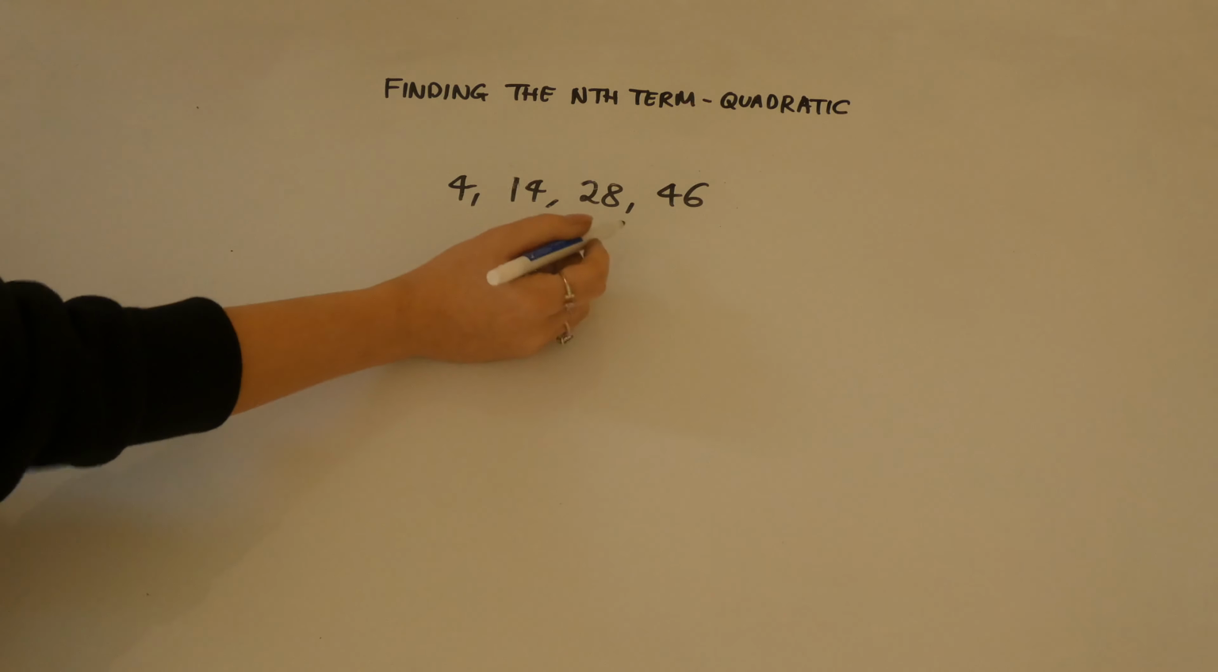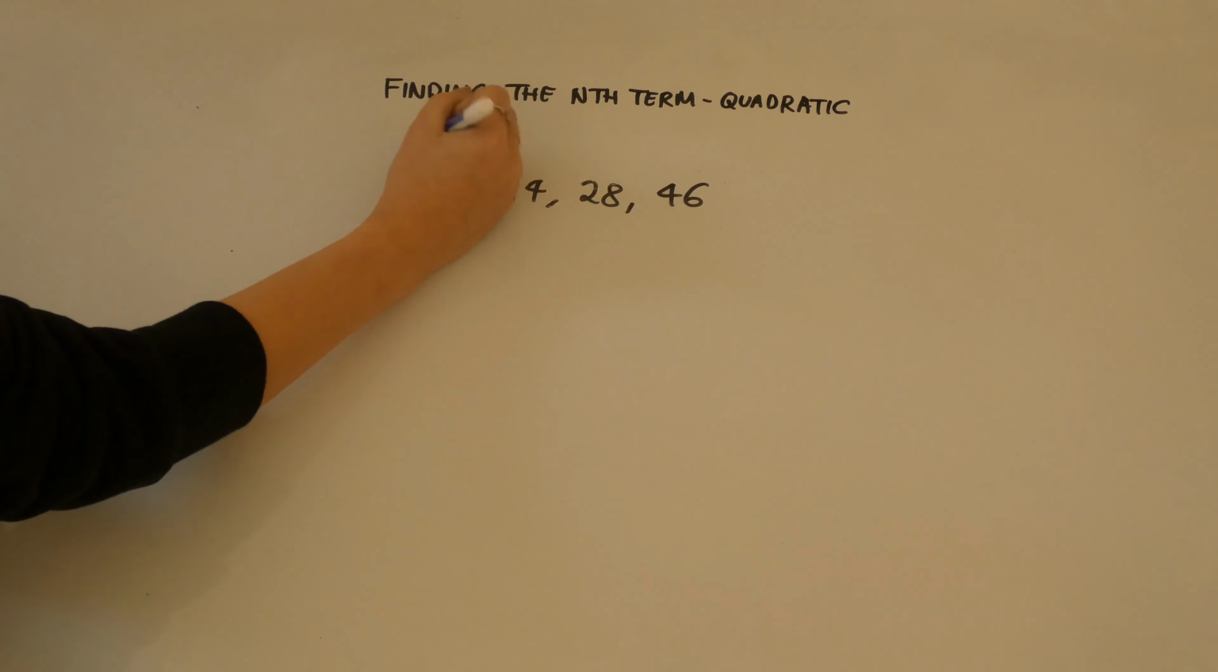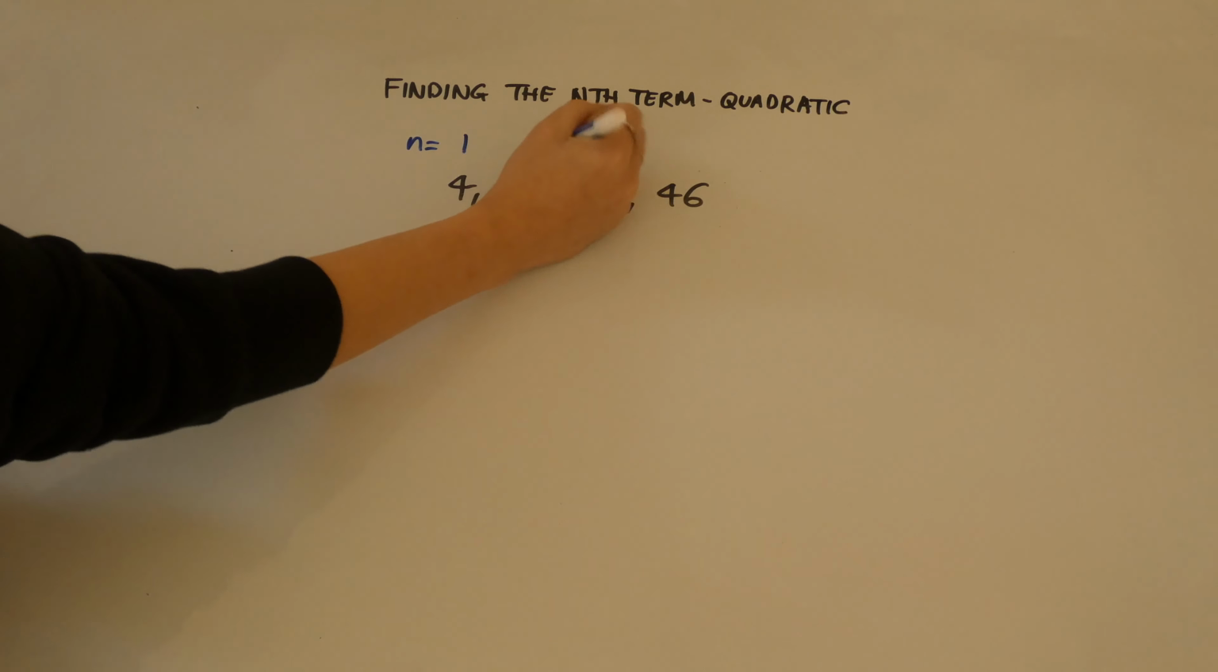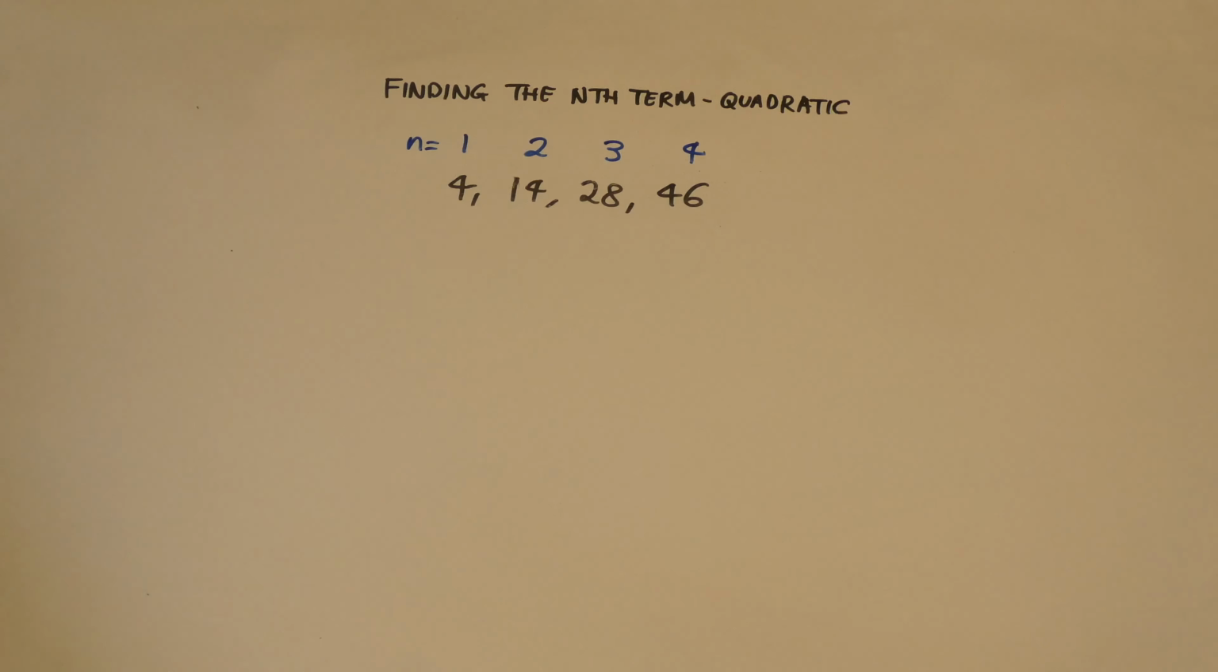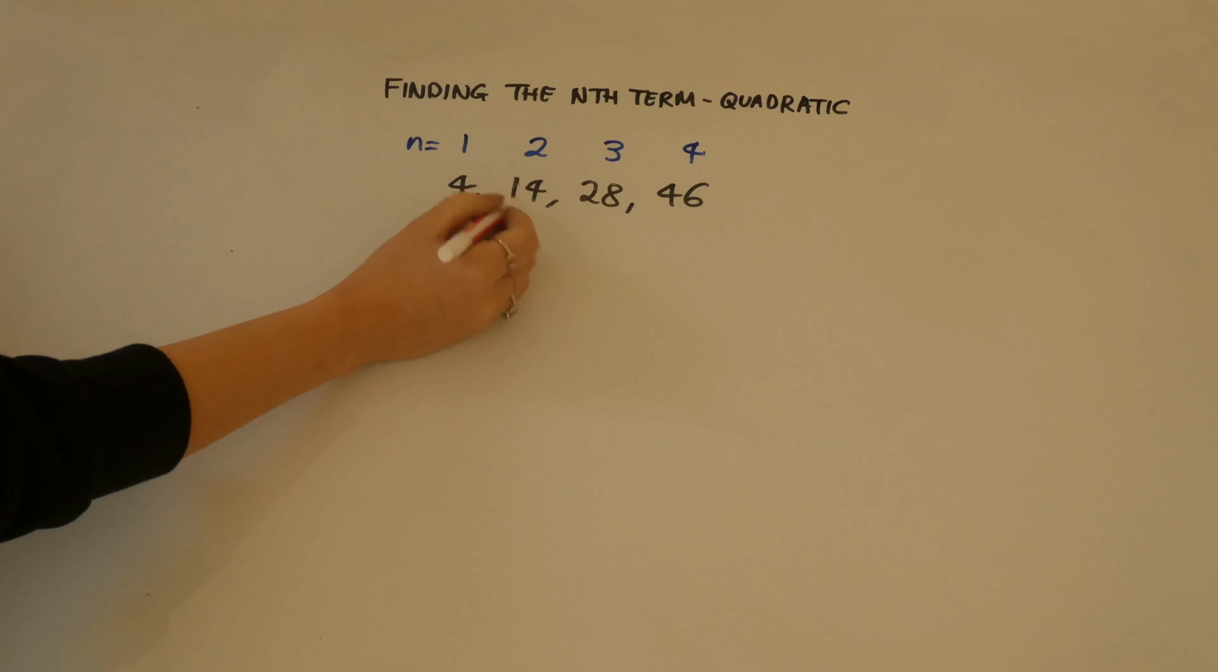So we're given this sequence. Our first step is to just label n. So this is our first term, this is our second term, this is our third term, and this is our fourth term. The first step is to just calculate the difference between each of these terms.